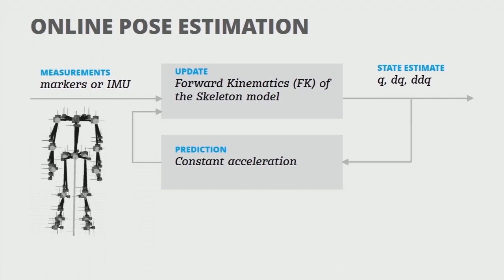We also use a prediction model. In this case, what we started with is just constant acceleration. Obviously we know that human movement does not exhibit constant acceleration, so I'll come back to this point later. We have a nonlinear measurement model, and therefore this is a nonlinear filtering framework. So we typically use something like an extended or an unscented Kalman filter.